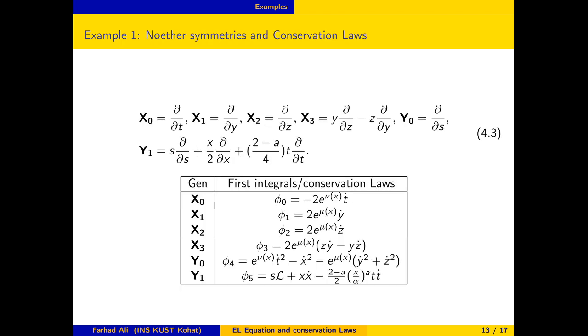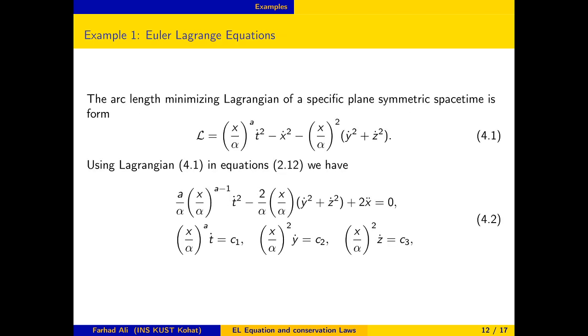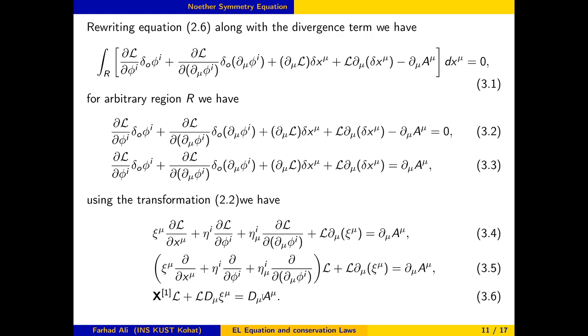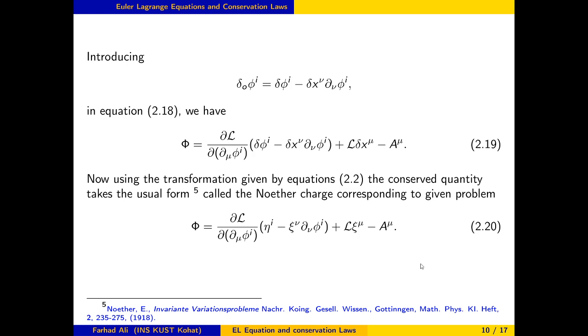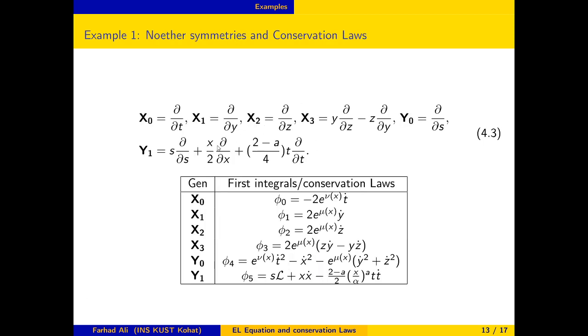What are the Noether symmetries? So these are the Noether symmetries. These Noether symmetries in fact come from the Noether equation, this 3.6 equation. No need to calculate these symmetries, but taking these symmetries, calculate these conservation laws using equation 2.20. Using this equation and taking these Noether symmetries, find out all these conservation laws. Phi naught corresponds to x naught, phi 1 corresponds to x1, phi 2 corresponds to x2, and so on. So take these Noether symmetries and put them into the conservation law expression given in 2.20.